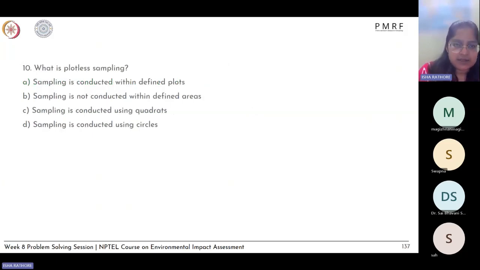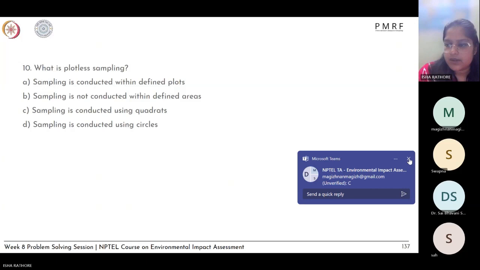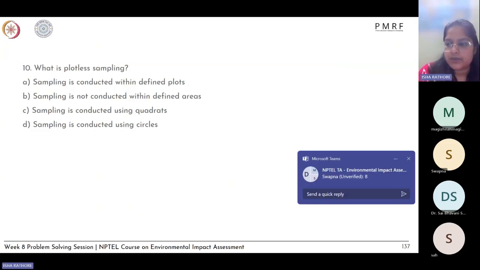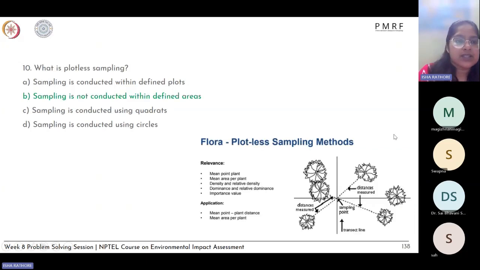So, what is plotless sampling? A, sampling is conducted within defined plots. B, sampling is not conducted within defined areas. C, sampling is conducted using quadrants. Or D, sampling is conducted using circles. Okay, so the correct answer is B.